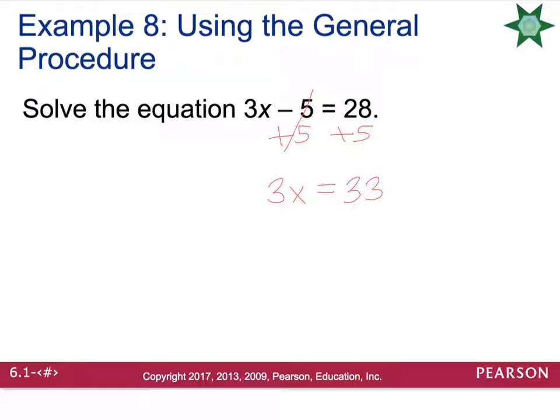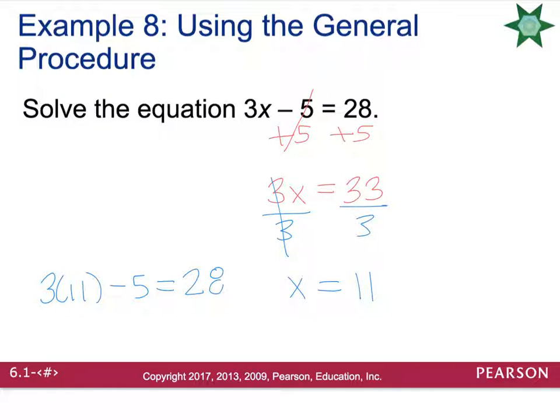Next, you need to get the x alone by getting rid of the 3. Because the 3 is multiplying the x, you can undo this by dividing both sides by 3, and x is 11. If you want to check your answer, substitute it back into the original equation. 3 times 11 is 33, and 33 minus 5 is 28. So this is a good solution.